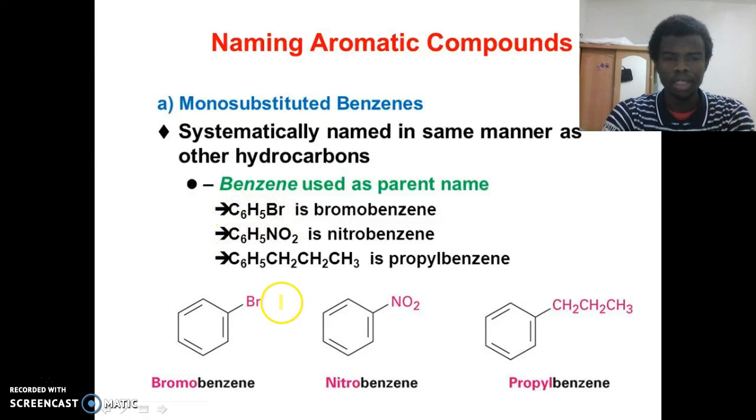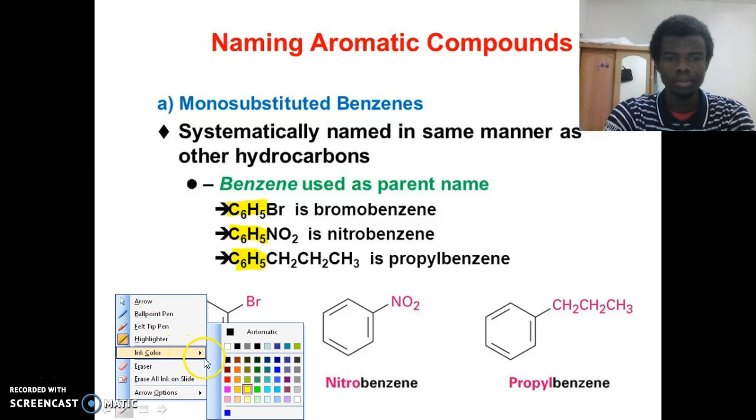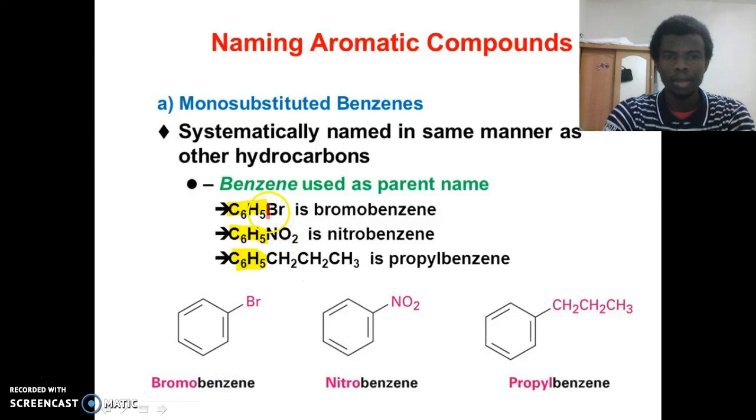And in these three examples, benzene is the parent chain. Benzene is the parent chain, and here also benzene is the parent chain. And here bromine is a substituent. NO2 is a substituent, and propane here is a substituent.